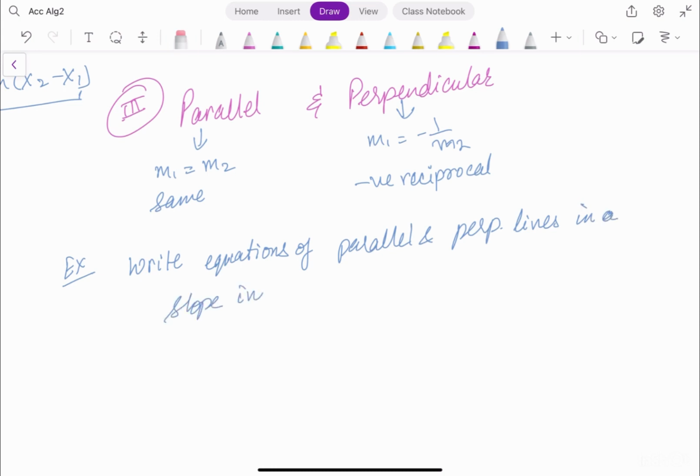As I said earlier, it is better to start your equation with the point-slope form and then convert it into a slope-intercept form. It is my personal liking. If you like the other way around, that's totally fine. So the given line is 5x minus 3y is equal to 8, and the given point is (-4, 1).